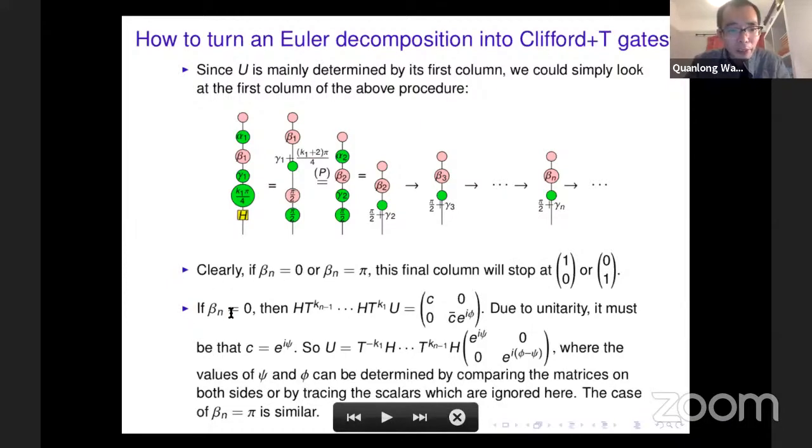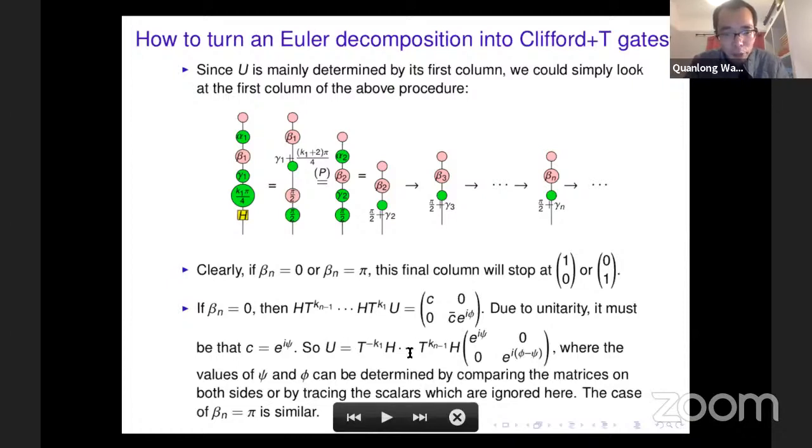So when beta n is 0, that means this sequence is just U times this matrix, and because the left side is unitary, it must be that this is a unit vector. So that means you can write it in this way. So you decompose U in this way, and also you need to decide these two angles, psi and phi. You can do it in two ways.